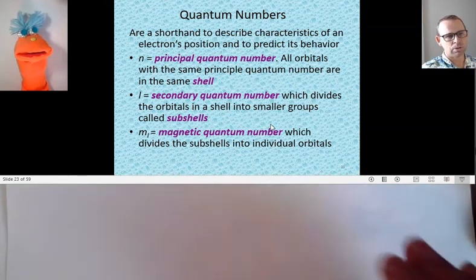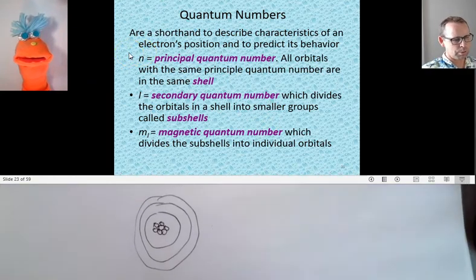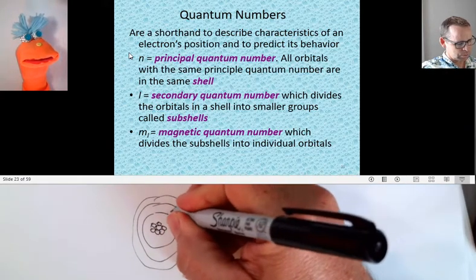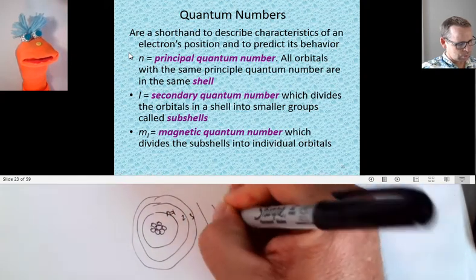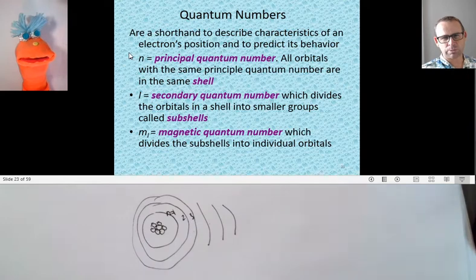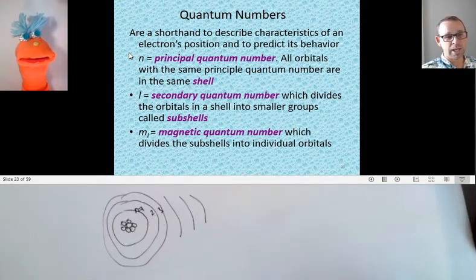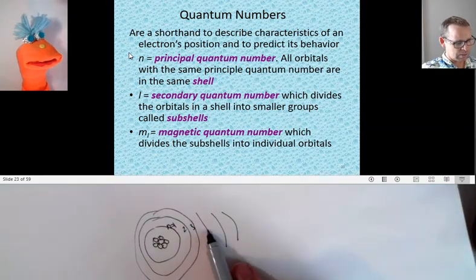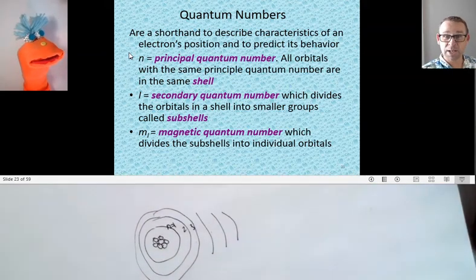All right, so the principal quantum number, our n value, when comparing it to the Bohr model, is like saying the different shells. n equals 1 for the first one, n equals 2, n equals 3, 4, 5, 6, and so forth. And n represents the energy of the electron, because the higher the n value, the farther away it is from the nucleus, and therefore the more potential energy it has.